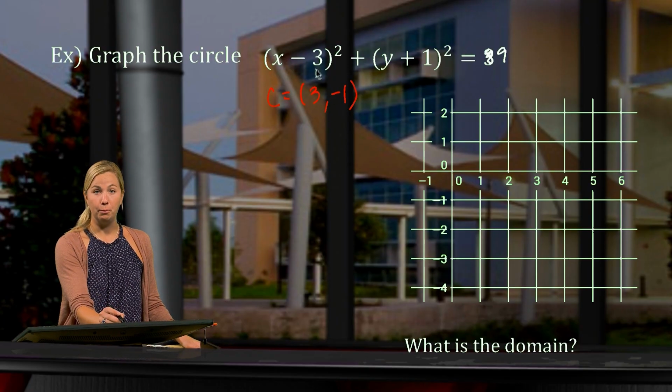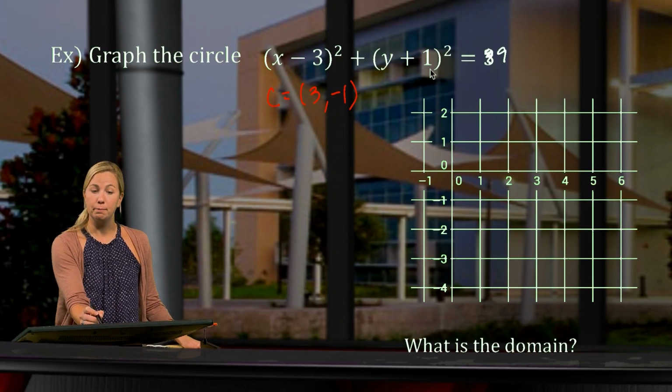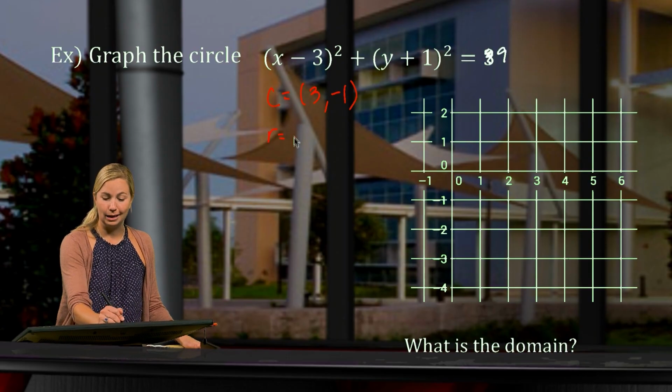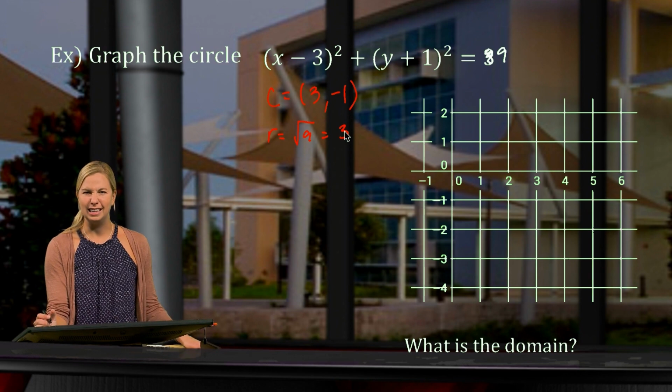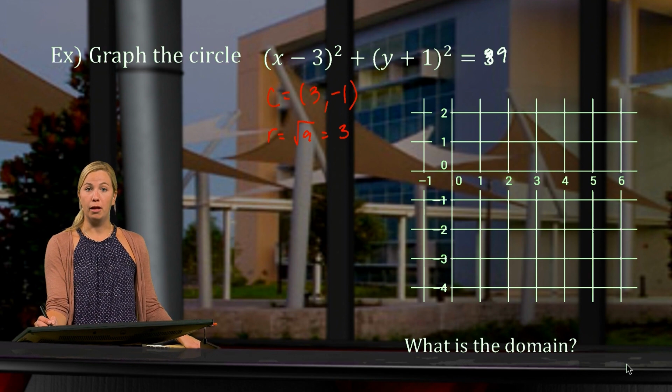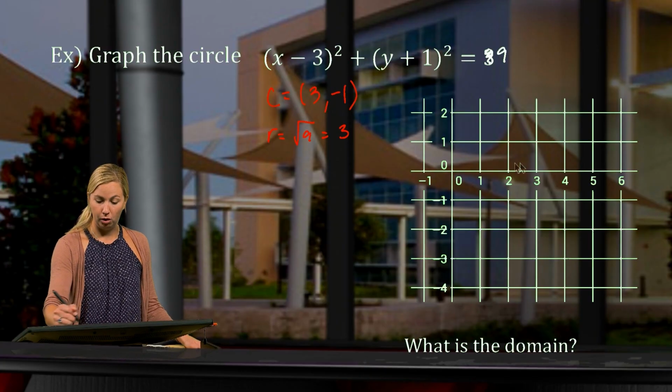And that's coming from our equation. x minus 3, since it's a negative, it's going to become positive in our center. y plus 1, positive, becomes negative in our center. And now our radius is going to be the square root of 9, which is a nice pretty value of 3. I think that's what I intended in the first place. So we're going to start graphing by plotting our center, (3, -1).